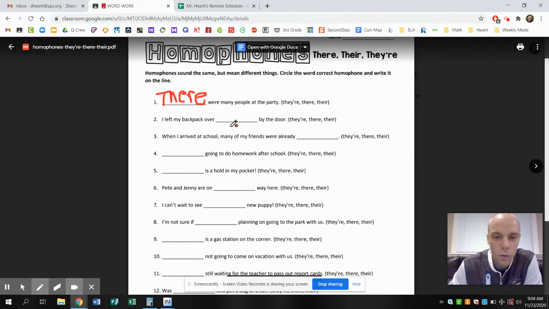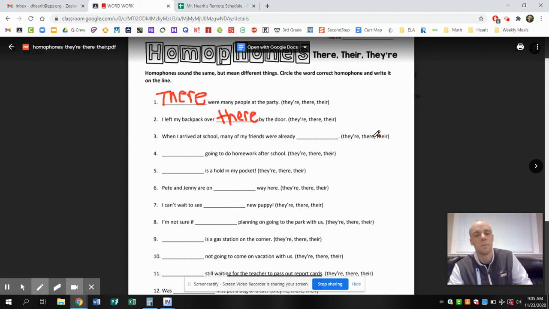I left my backpack over there by the door. I left my backpack over they are by the door. No, the contraction wouldn't work. There, like it was over in that place. Yeah, I think that one would work. And then this E-I-R, remember, is the possession. It's their own. It doesn't talk about someone's. I left my backpack over there. So it'd be there. More times than not it's going to be there, when you're talking in person and when you write it down.